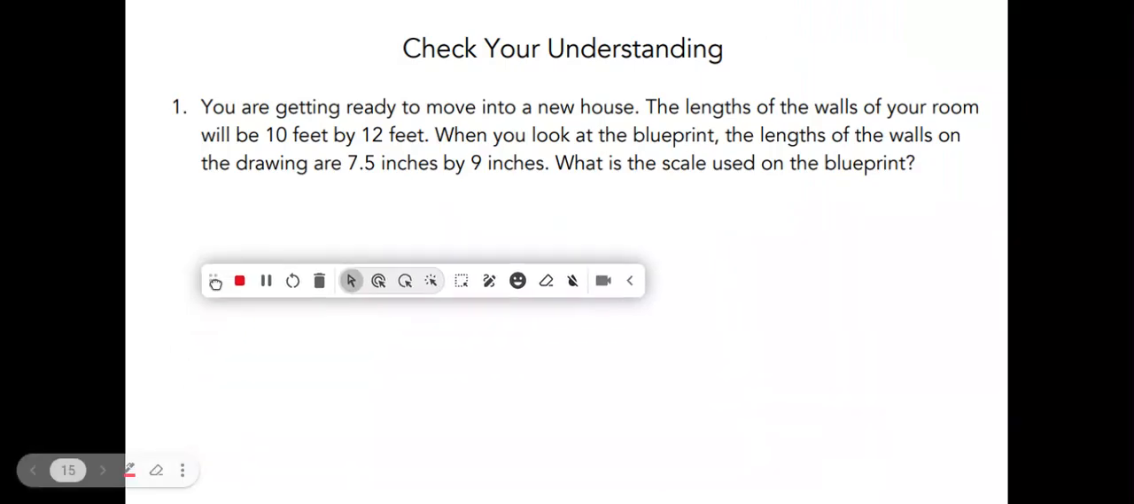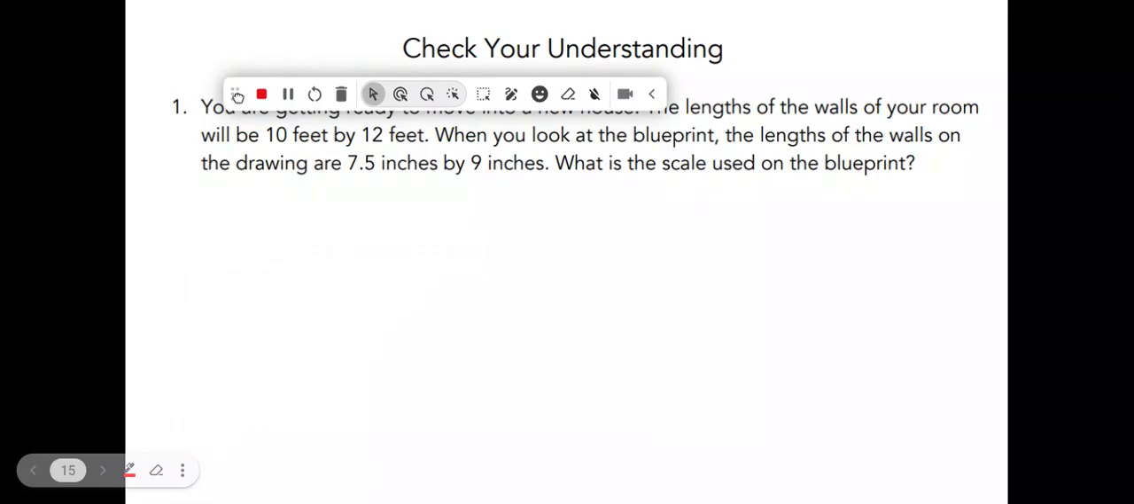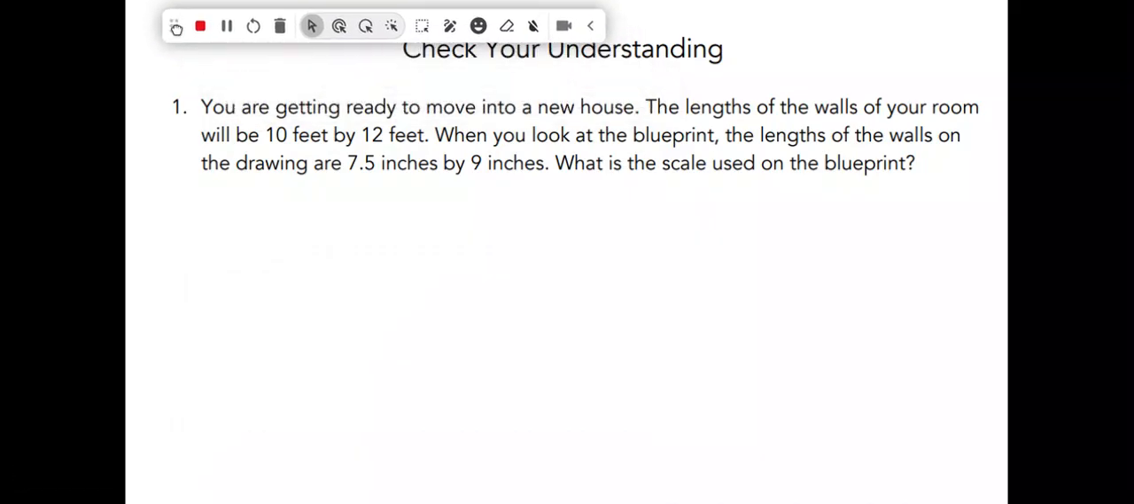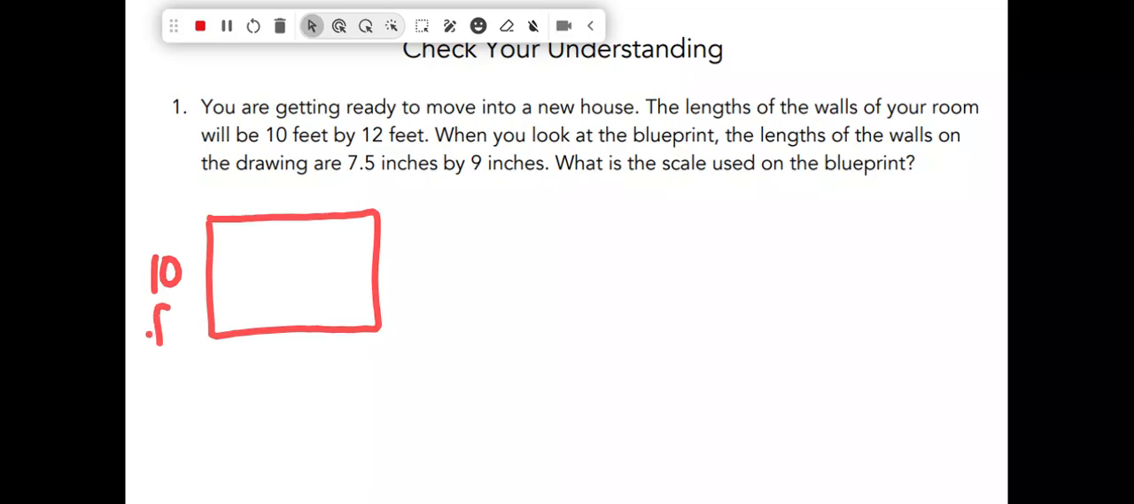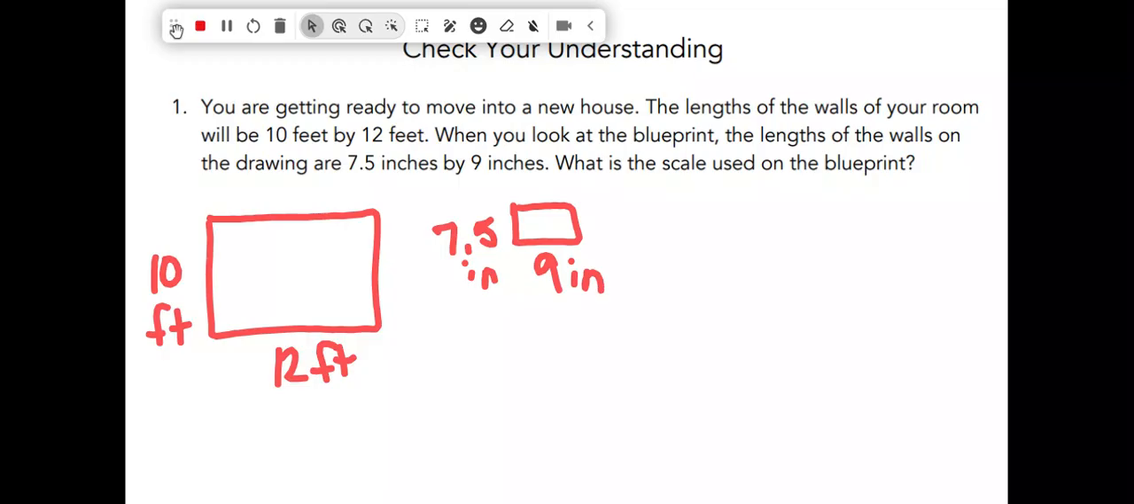So, you're getting ready to move into a new house, let's say. And the lengths of the walls of your room will be, most rooms are rectangular, 10 feet by 12 feet. But when you look at the blueprint, you've got this paper and it shows your room and it says that it's 7.5 inches by 9 inches. What's the scale used on the blueprint?